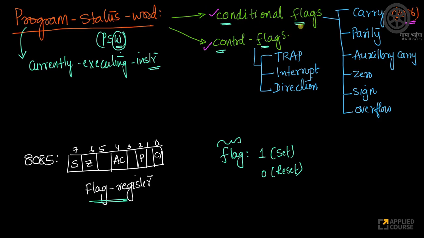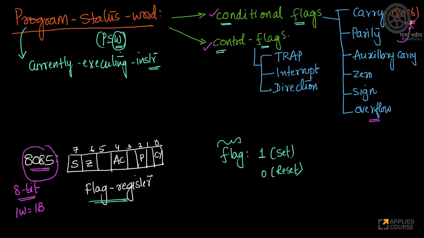The conditional flags are basically these 6 very popular flags that exist in the 8086 microprocessor. Now remember, the 8085 microprocessor is an 8-bit microprocessor where one word equals 1 byte. So in the program status word, which is 1 word or 1 byte long, you may not have all of these flags. For example, here it has the sign flag, the zero flag, the auxiliary carry flag, the parity flag, and the carry flag. It doesn't have the overflow flag in the 8085 microprocessor.